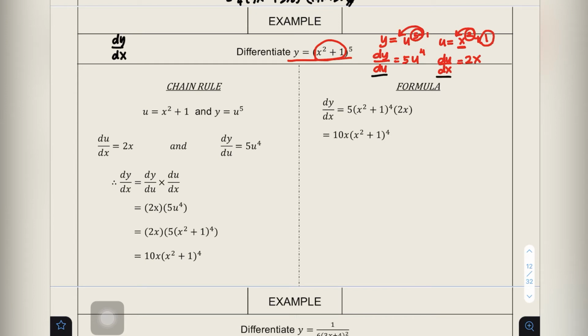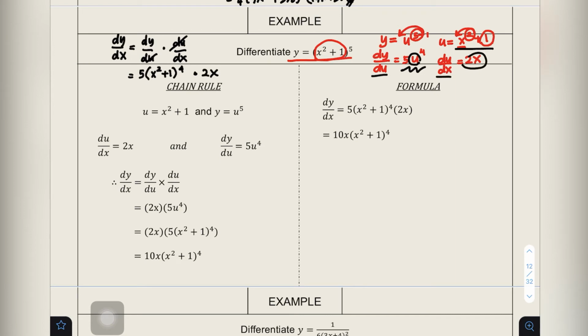So by chain rule, how to find dy/dx? You need to multiply dy/du with du/dx, because du can be eliminated and you will get dy/dx in return. So what is your dy/du? Your dy/du is 5u to the power of 4. You need to substitute back what your u is. So your u is x squared plus 1, to the power of 4, multiplied by your du/dx, which is 2x.